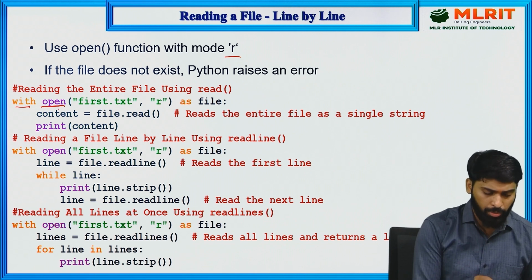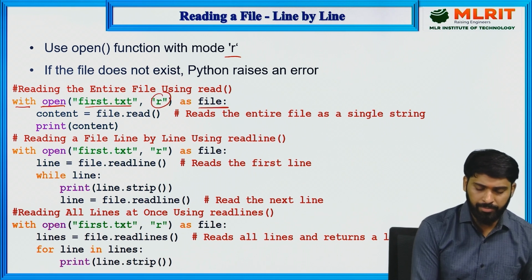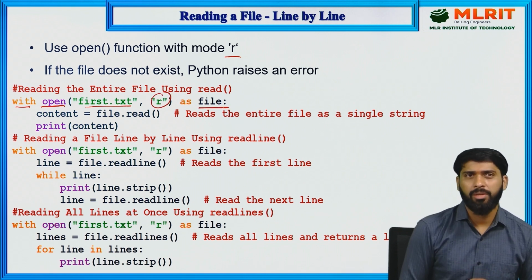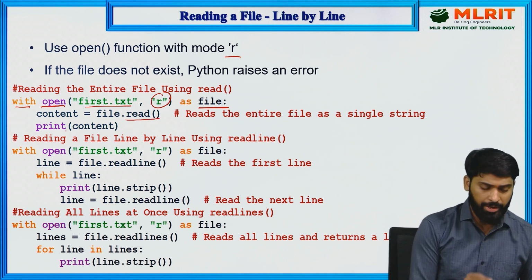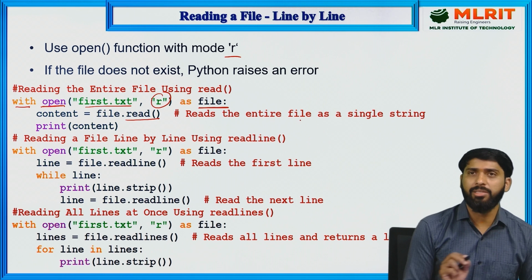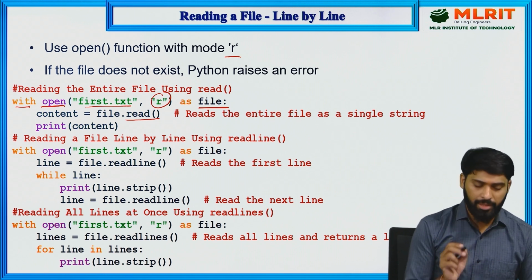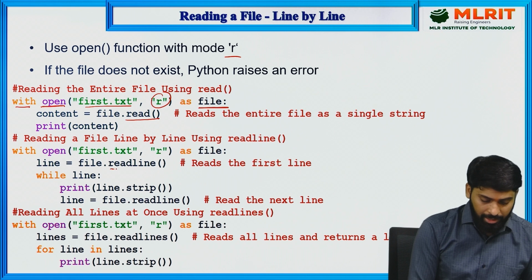Here, with open first.txt, what is the mode here? R, as file. Now this is the file object. So content equals file.read, print contents. Now it prints the entire data as output. But I want to read the data line by line. Then use the readline function.